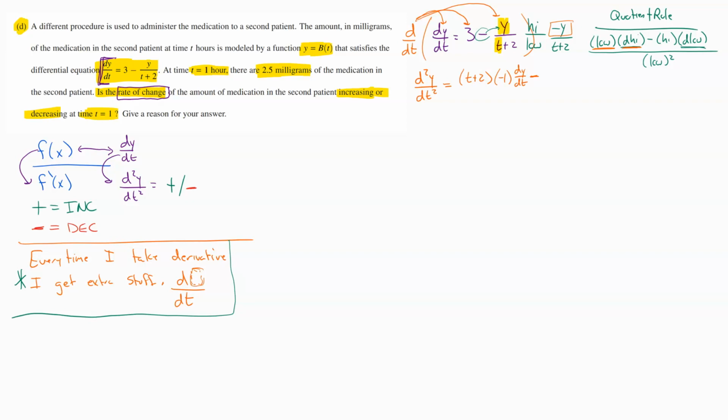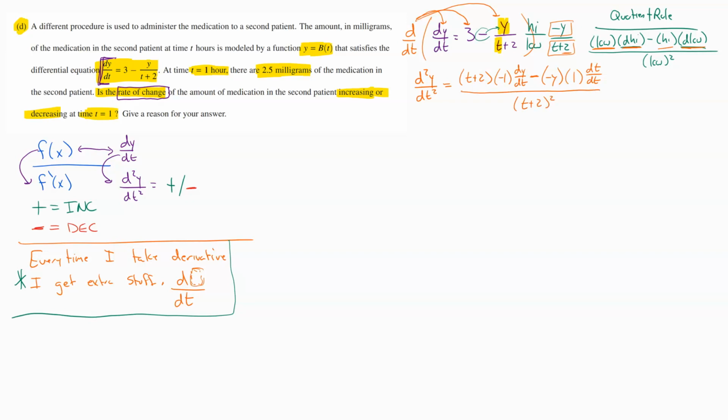Then we get a minus from our rule. Go grab the high piece, which is negative y, and multiply that by the d low. The derivative of t would be 1. Took the derivative of a t, so I get a dt dt. And then the derivative of 2, the derivative of a constant, again, is always 0. And then all of that is over the low squared.